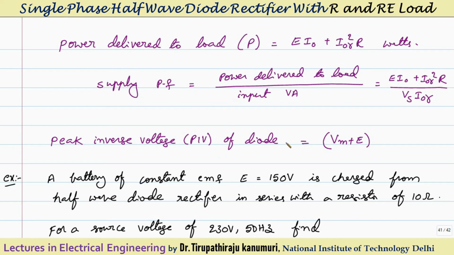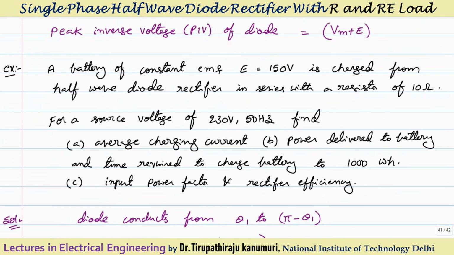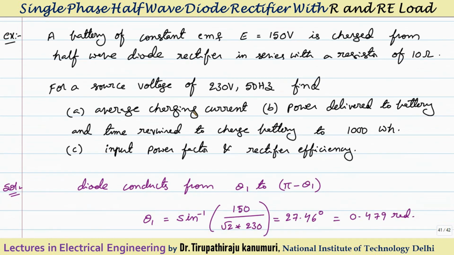Now the peak inverse voltage across the diode, I have already calculated, it is V maximum plus E. How it comes, we have already calculated. So let us take one example to completely understand the concept. A battery of constant EMF of 150 volts is charged from a half wave diode rectifier in series with a resistor of 10 ohms. This is the current limiting resistor. For a source voltage of 230 volts, 50 Hz, find the average charging current, power delivered to the battery and time required to charge the battery to 1000 watt hours, input power factor and rectifier efficiency.